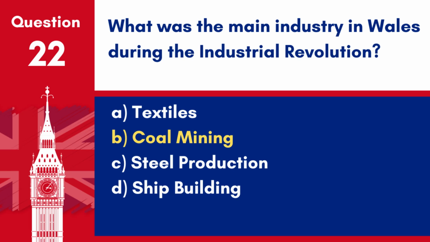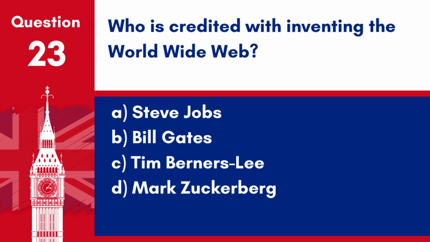Answer: B. Coal mining. Coal mining was the main industry in Wales during the Industrial Revolution, driving advancements and economic growth. Question 23. Who is credited with inventing the World Wide Web? A. Steve Jobs. B. Bill Gates. C. Tim Berners-Lee. D. Mark Zuckerberg.